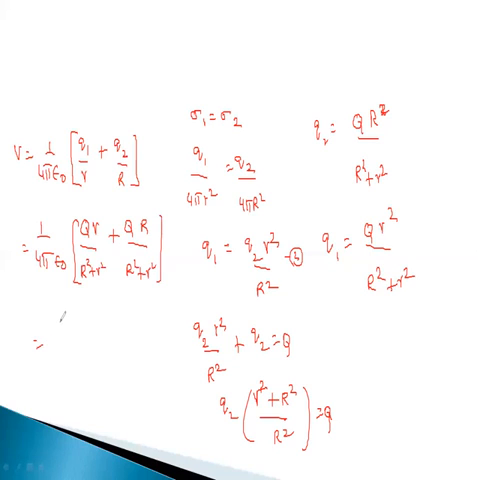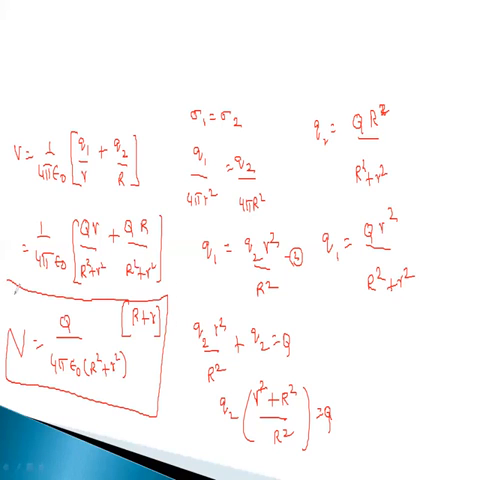Now, Q by 4 pi epsilon naught into capital R square plus small r square can be taken common here. Then finally you will have capital R plus small r. So this is the formula for potential at the center.